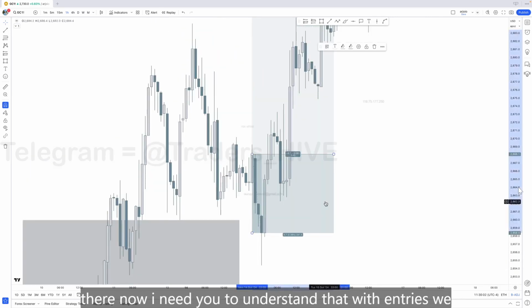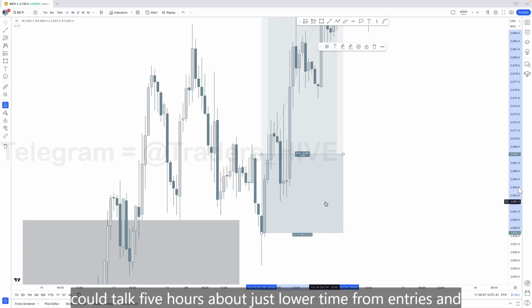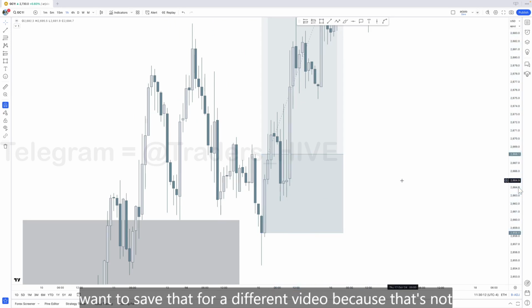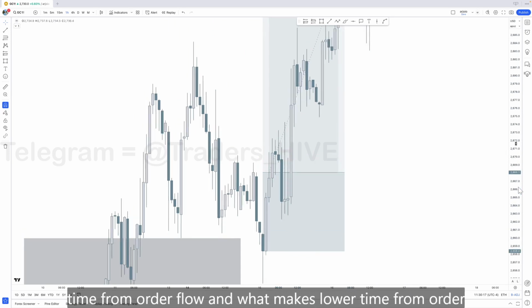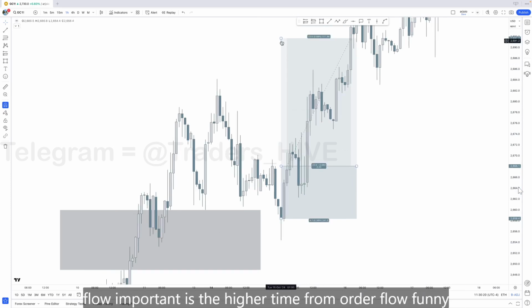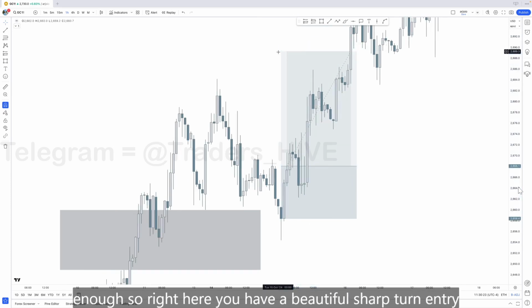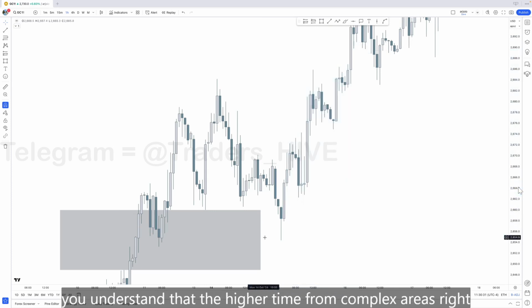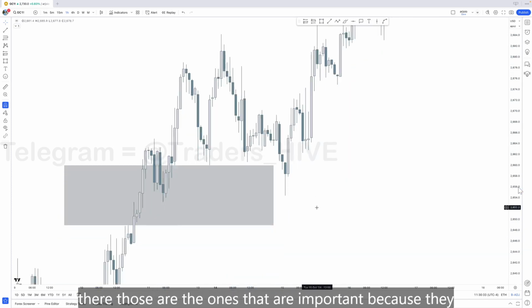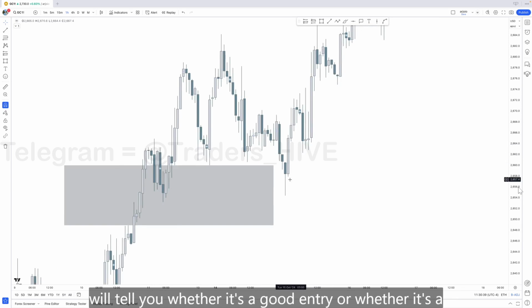Now, I need you to understand that with entries, we could talk 5 hours about just lower time frame entries and the way you can enter and certain entry techniques, etc. But I want to save that for a different video because that's not the important part about order flow right here. Because lower time frame order flow, and what makes lower time frame order flow important is the higher time frame order flow. Funny enough. So right here, you have a beautiful sharp turn entry. The way you want to enter from that, be my guest. As long as you understand that the higher time frame context areas right there are the important ones, because they will tell you whether it's a good entry or a bad entry in the first place.